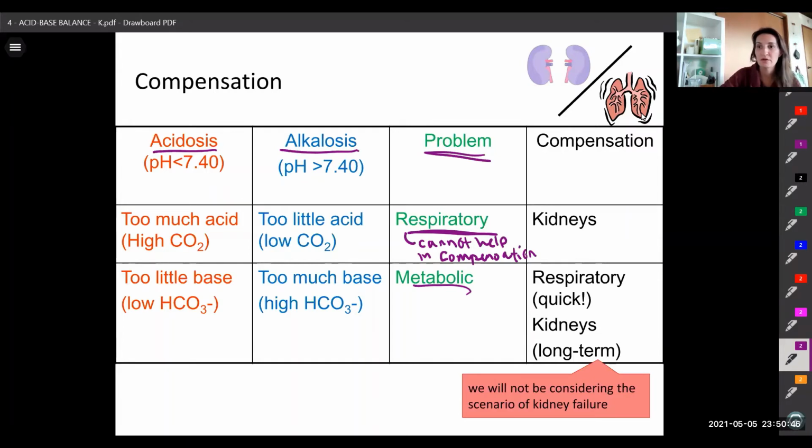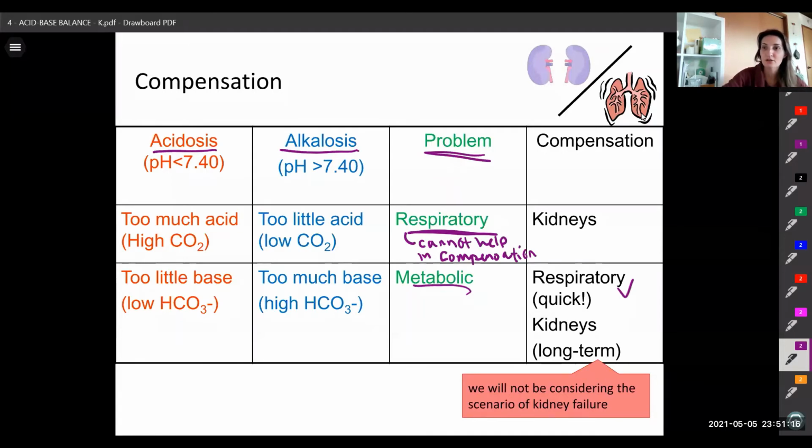Within a matter of a few minutes, we begin to see compensation as the individual increases the rate and depth of ventilation to remove more CO2 or decreases rate and depth of ventilation to trap more CO2. So quick compensation with the respiratory system. And for metabolic problems, we're not entertaining the idea that we have kidney failure. So we're not entertaining the idea that the kidneys can't help in compensation, right?